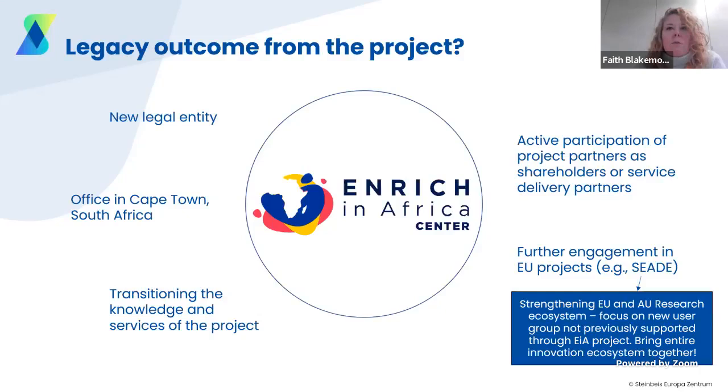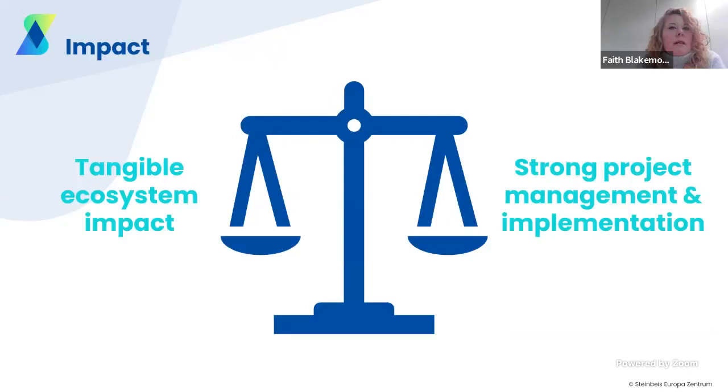So what does that mean? Well, it means one of the impacts we've got is balance. So we've got this tangible ecosystem impact that we're delivering on the ground, but we've also got a balance within the partnership and within the actions of strong project management and implementation skills. This balance, I would say, is really important for the success of these types of projects. So keep that in mind when you're thinking about such projects.